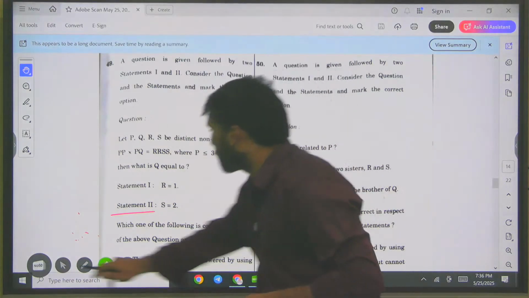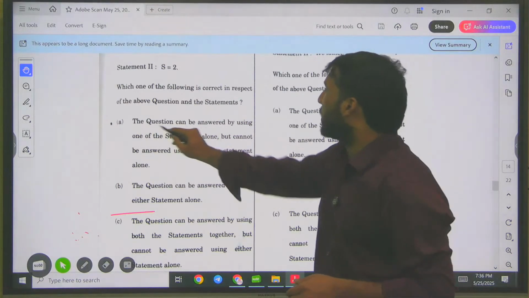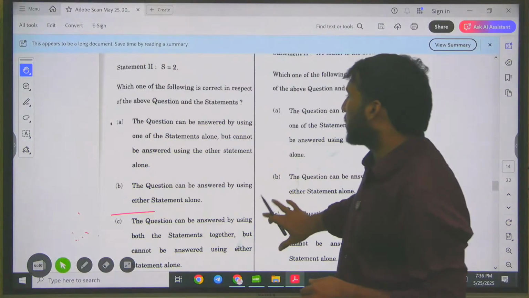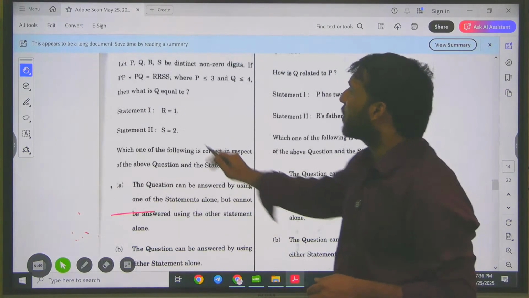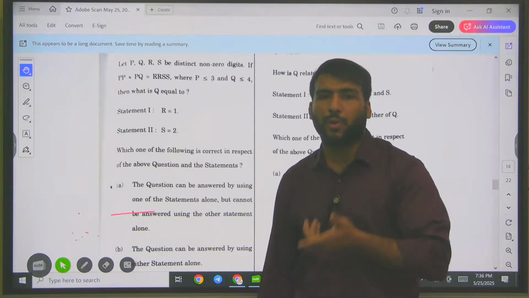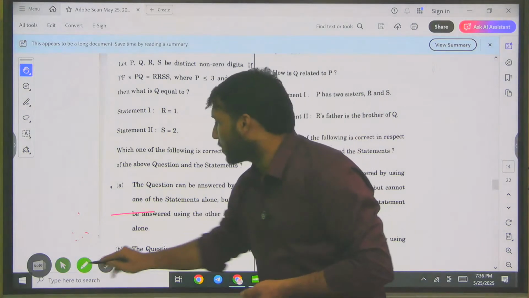So if you go for our options, the question can be answered using one of the statements alone, but cannot be answered using the other statement alone. The question cannot be answered using either statement alone, because if I take the R value as 1, I am getting 1, 1, Q, Q, S, S, right? What should I take for S? That's why option 1 is your answer.